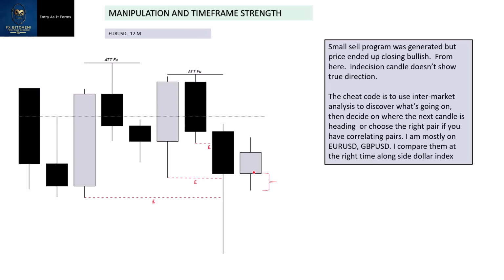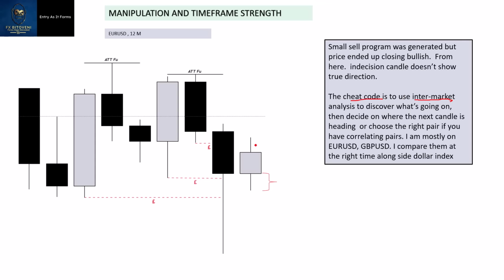Again, the new candle, a small sell program was generated, but the price ended up closing bullish. From here, the indecision candle doesn't show true direction. The cheat code is to use intermarket analysis to discover what's going on. Underline this, guys, and never forget that. The cheat code is to use intermarket.